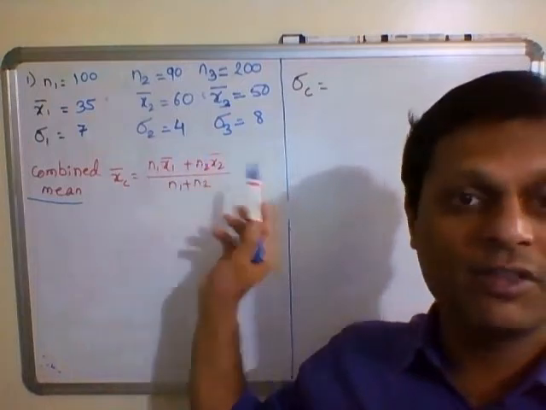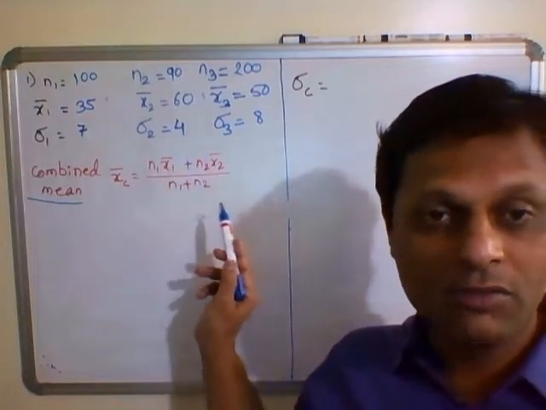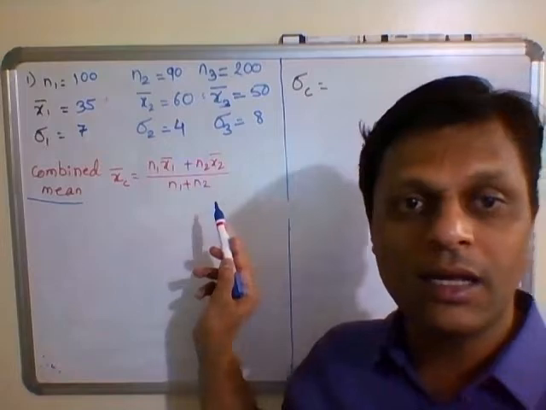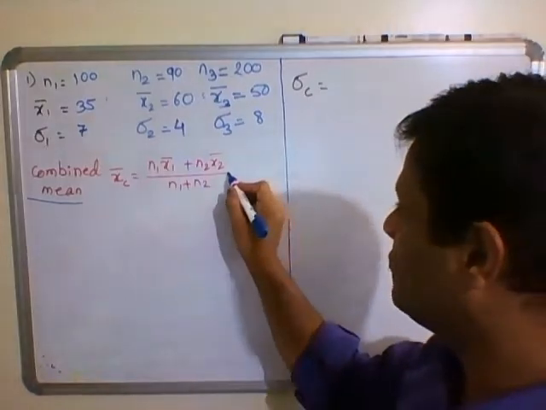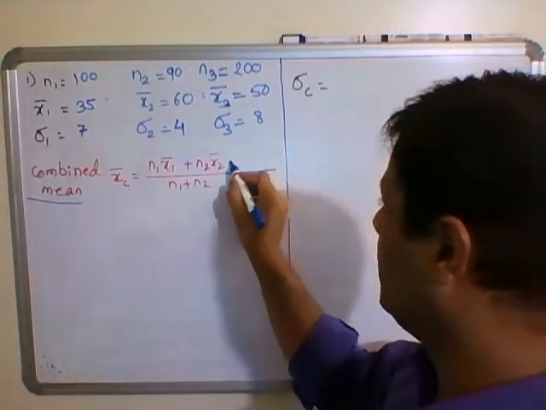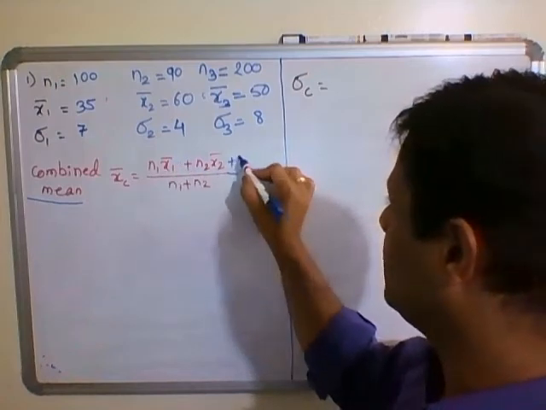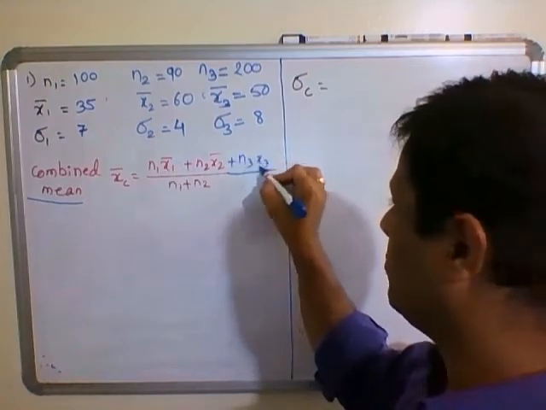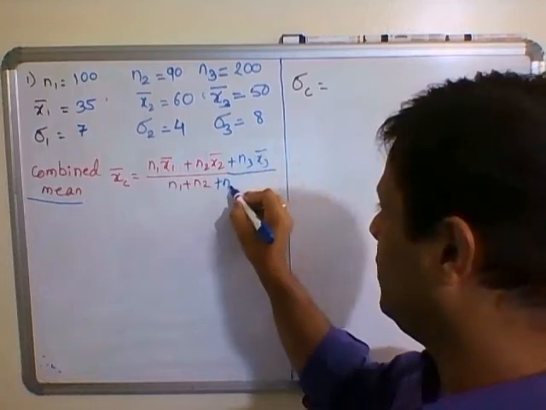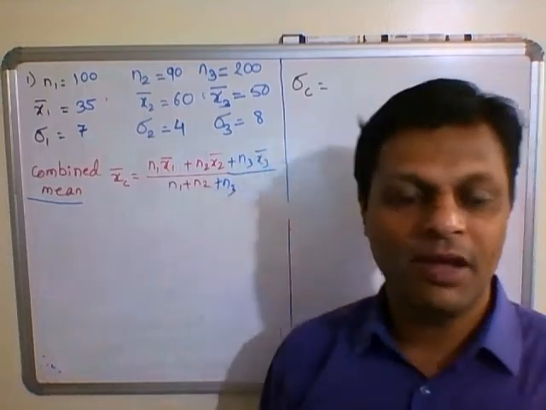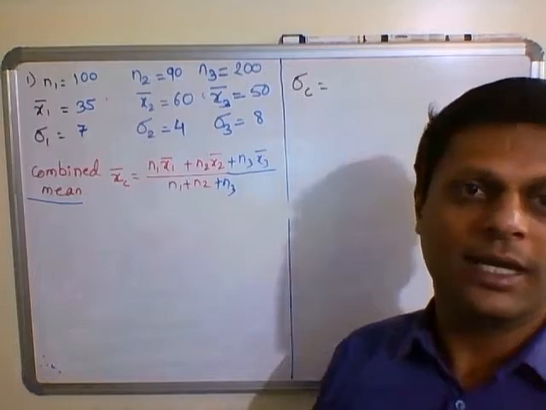Now instead of 2 we have 3 data sets. Now our job is to first find out combined mean. Now I have to extend this formula. So the numerator will be n1 x1 bar plus n2 x2 bar plus n3 x3 bar upon n1 plus n2 plus n3. Right? Now let us calculate.